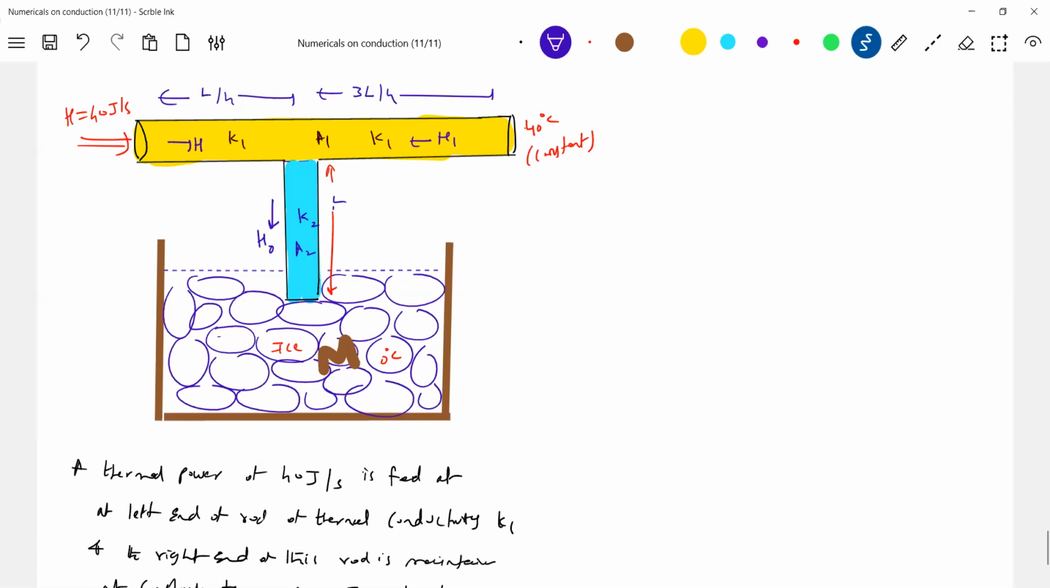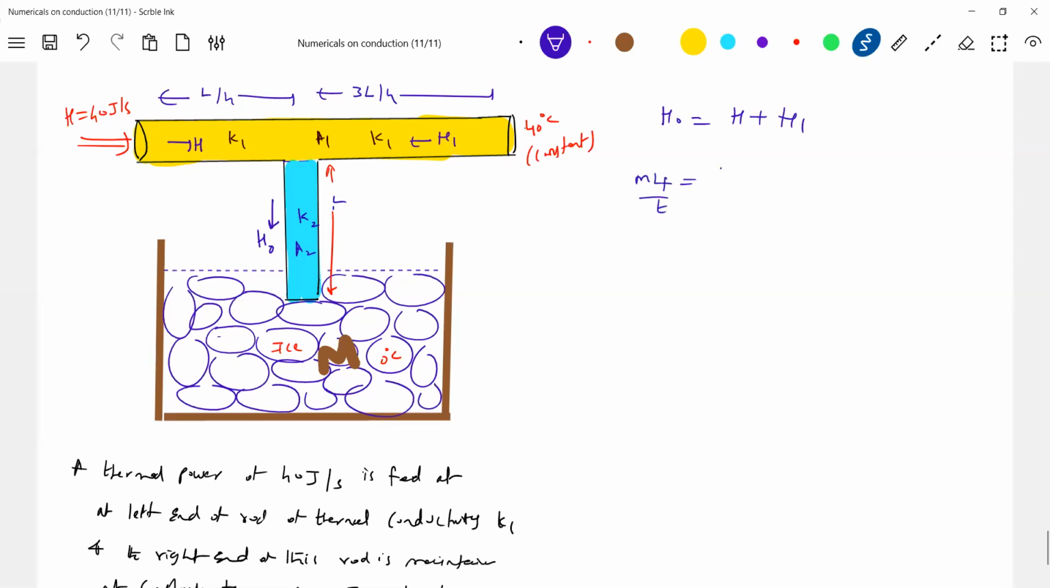Heat received by the ice, the thermal power received by this, because they say this is at 0 degrees Celsius, this at 40. If this rod were not there, if I don't supply heat, it will flow like this. Taking superposition, when both heat is supplied and the end is at high temperature, the thermal power will flow like this. So H naught should be equal to H plus H1. H naught is the thermal power needed to melt ice.